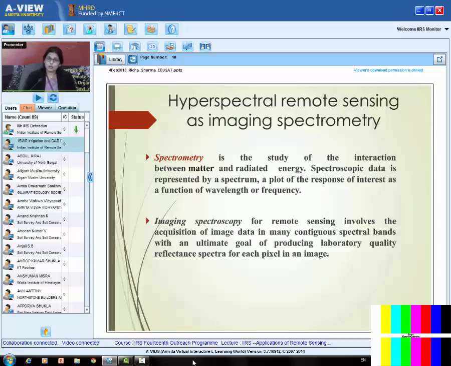And the spectroscopic data is represented by the spectrum, which is a plot of the response of interest as a function of either wavelength or frequency. Now, we say hyperspectral remote sensing is imaging spectrometry, because with the help of spectrometry we are able to generate the spectrum, and with the help of the spectrum we can identify the material.